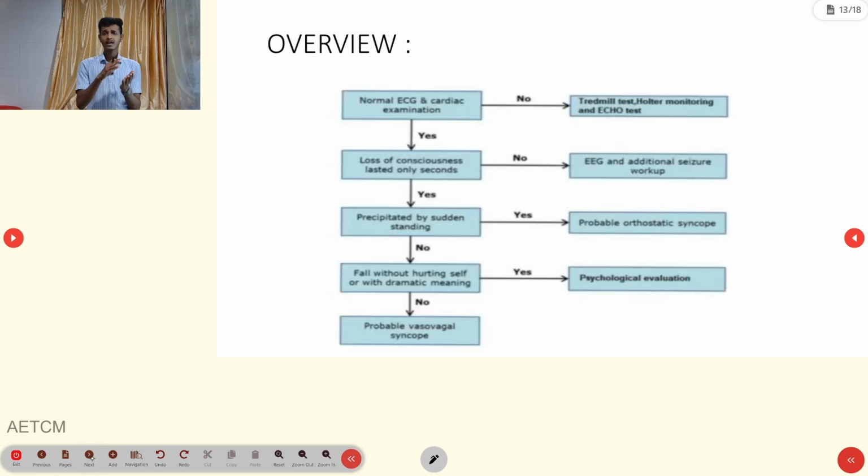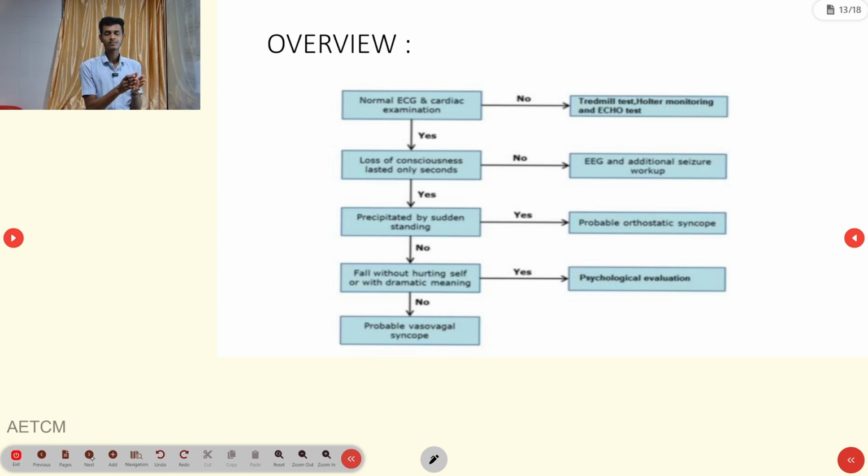For orthostatic hypotension, first you have to take the blood pressure in supine position. After 3 minutes you have to ask the person to stand, and then we have to wait for 30 minutes, and then we have to take the blood pressure. That we discussed one time in the cardiovascular emergency. And then this is an overview.